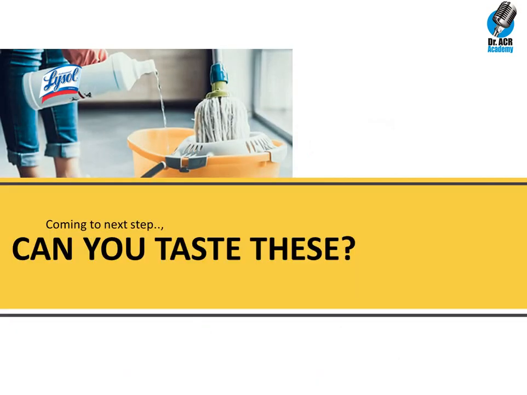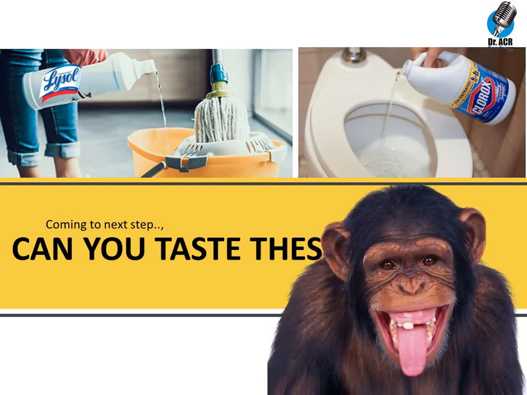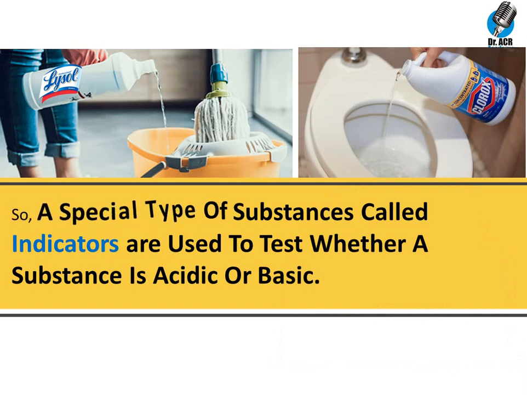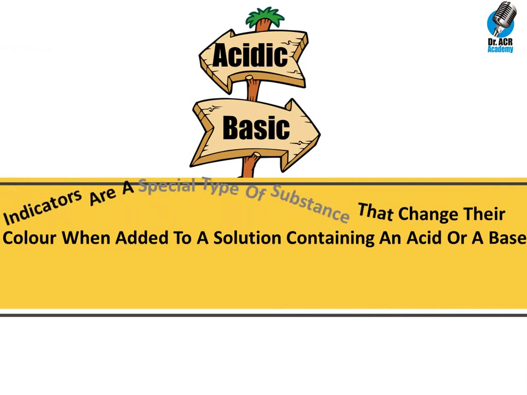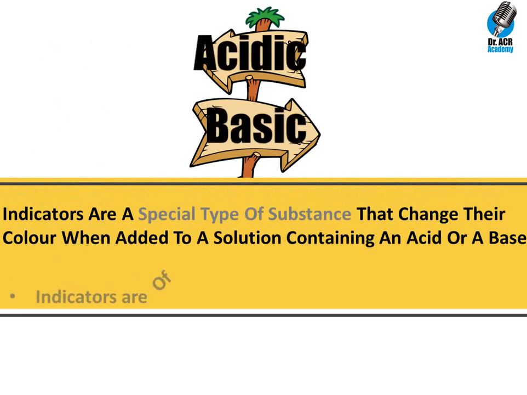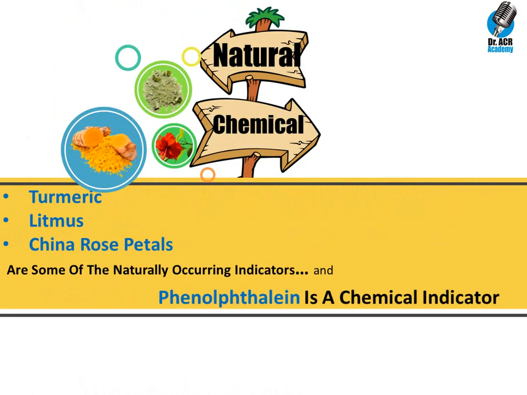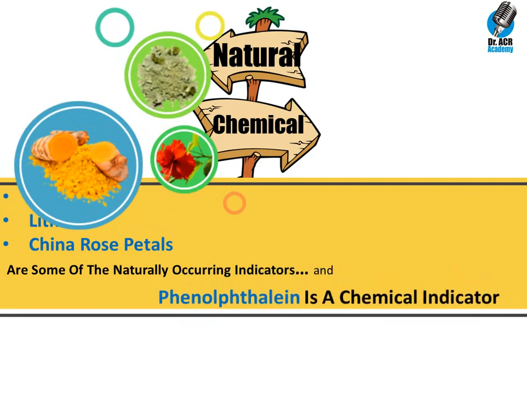Coming to the next, can you taste these floor cleaners and toilet cleaners? No, right? So, a special type of substances called indicators are used to test whether the substance is acidic or basic. Indicators are a special type of substances that change the color when added to a solution containing an acid or a base. Indicators are of two types, namely natural indicators and chemical indicators. Turmeric, litmus and China rose petals are some of the naturally occurring indicators, and phenolphthalein is a chemical indicator.